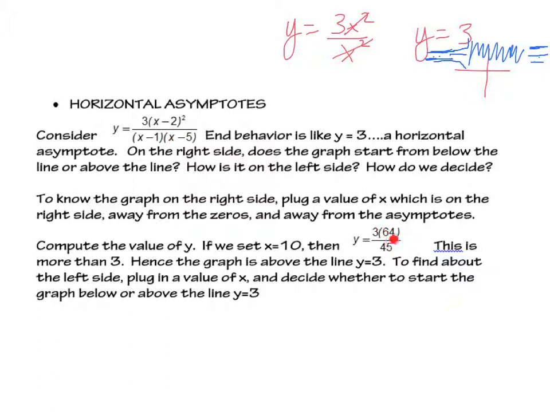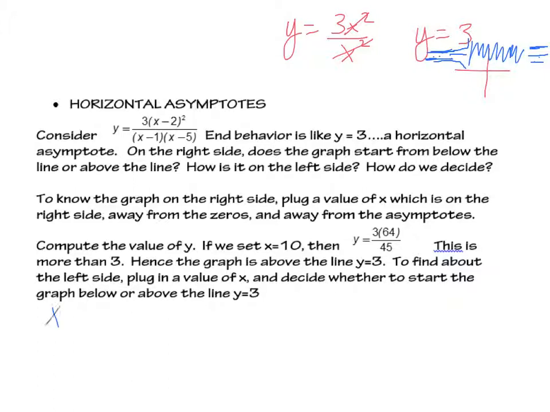And then we simplify that, and I don't know off the top of my head what that is, but when I divided it all out, it's more than 3. So that means when x is 10, way out on the right side, I'm going to be above that horizontal asymptote at 3. Okay, so to find out on the left side, we're going to plug in a negative 10 and see what happens. Let's check it on our own. They're not going to do it for us.